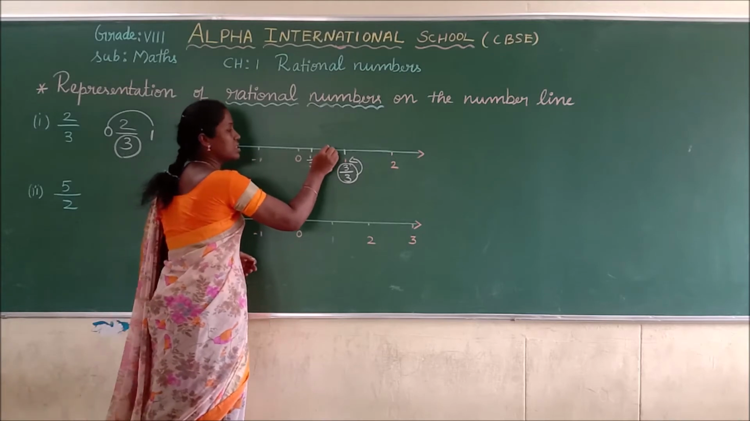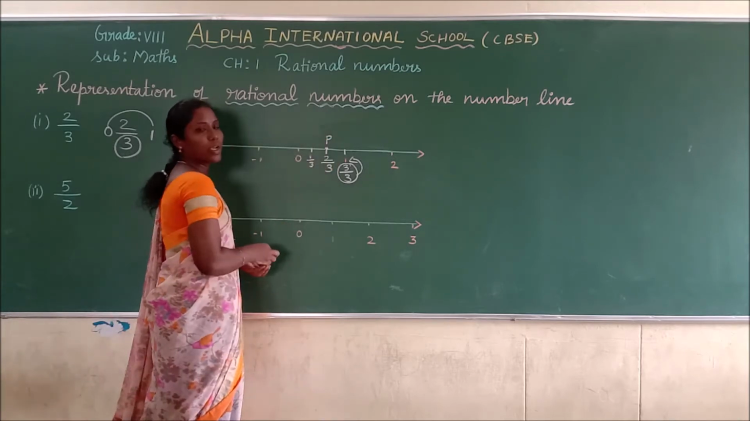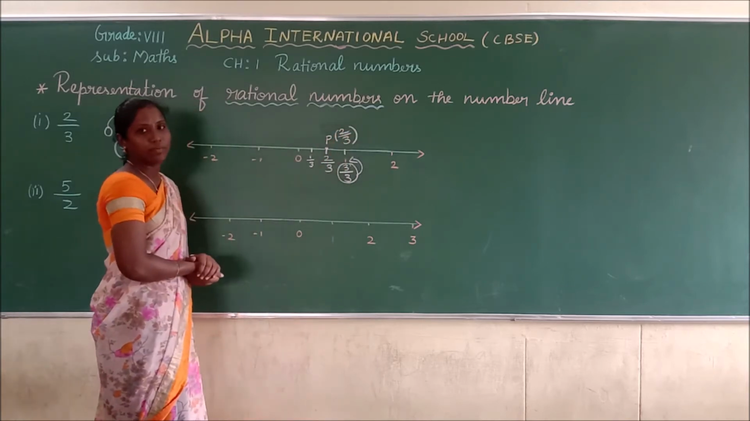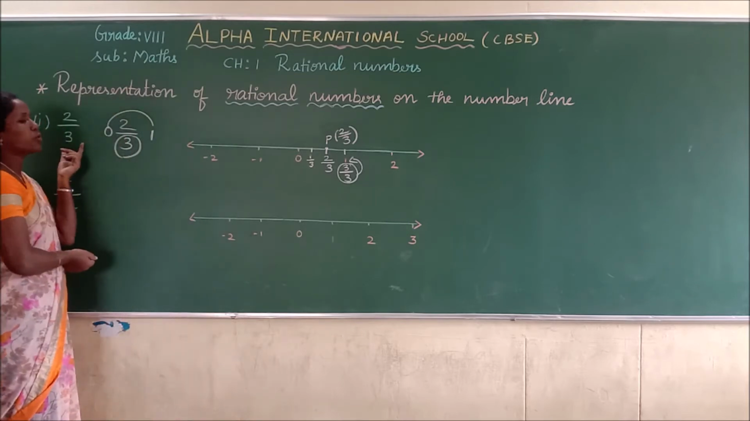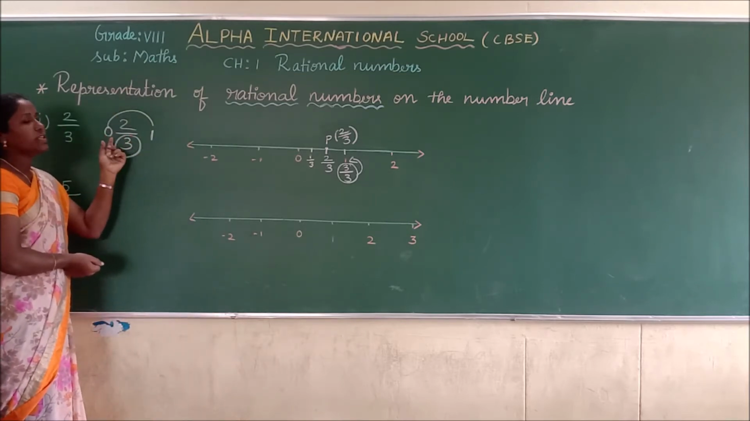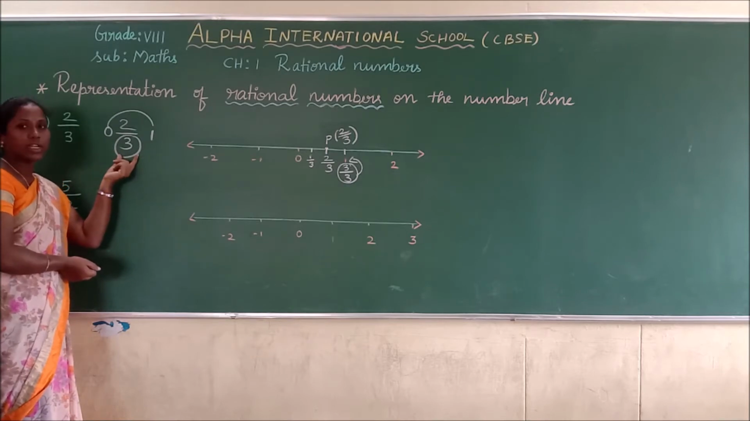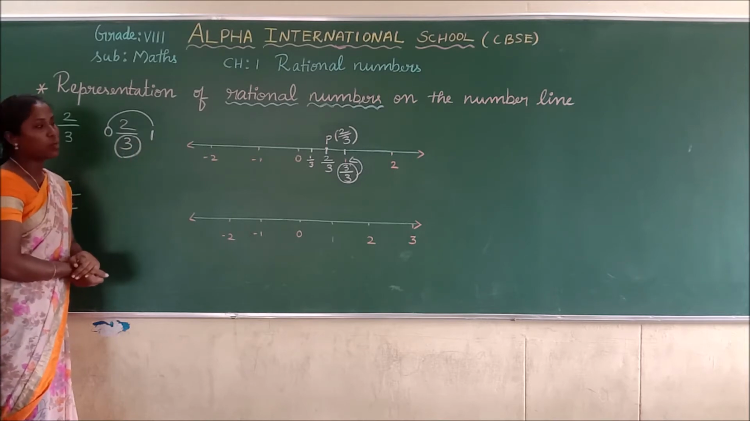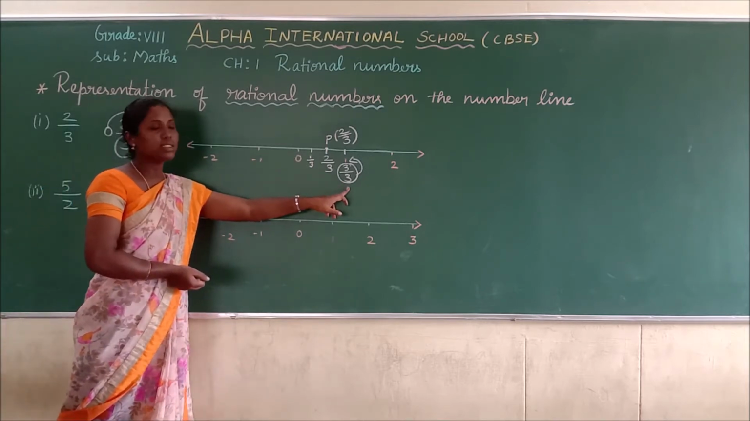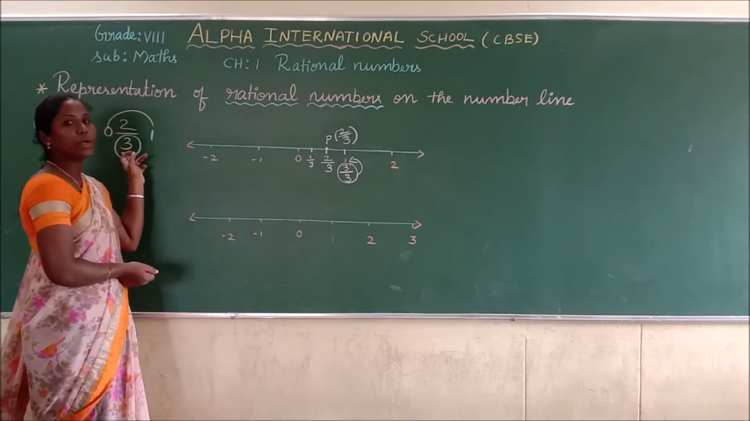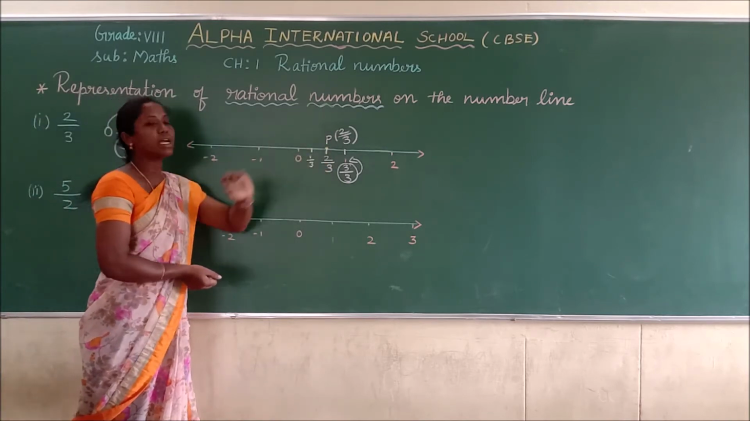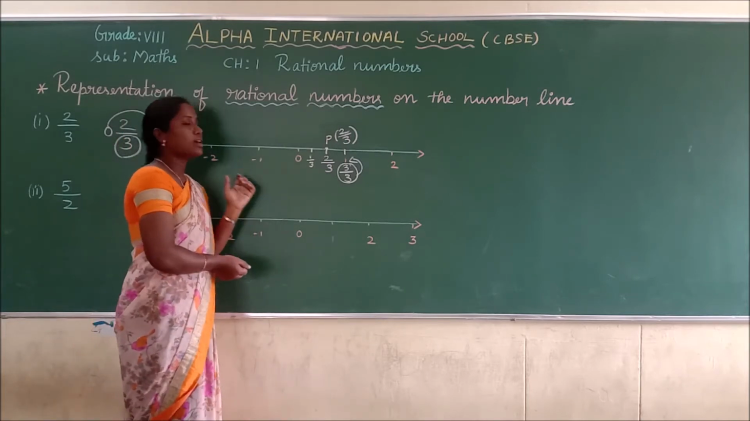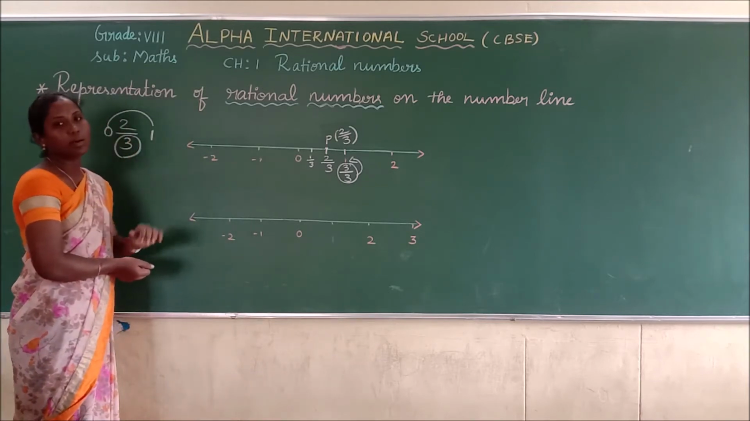Here, just mark a point P. We have represented the rational number 2 by 3 on the number line. Listen, children, if it is a proper fraction, the value lies between 0 and 1. Look at the denominator. Here it is 3, so we have to divide 0 to 1 into 3 equal parts. We have divided into 3 equal parts, and where is the given fraction? 2 by 3. Represent the point as P and mark it as 2 by 3. Now it is clear for you how to plot a rational number on a number line.